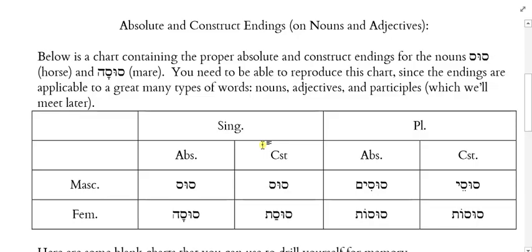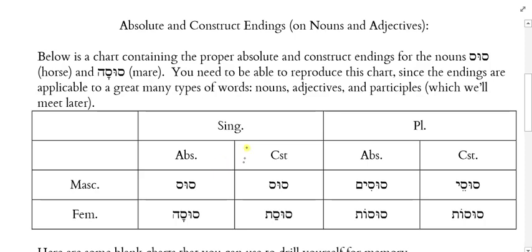Here, we're dealing with just the noun sus as a model. And remember, the masculine form of sus is sus with no ending. The feminine form of sus is susa with the qamets he. The shureq in the middle is historically long, so it will not change its form. That's an unchangeable vowel, all right?